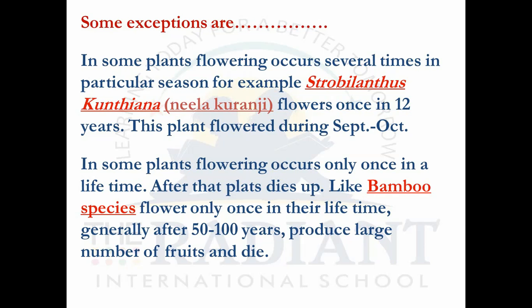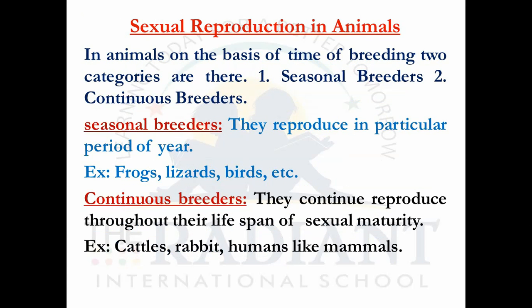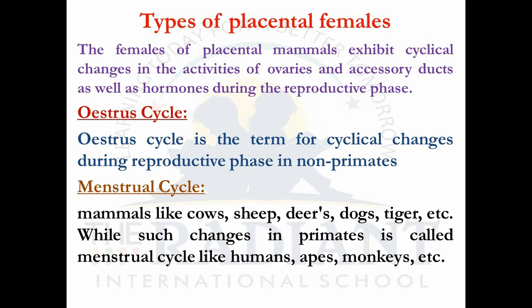Some exceptions are there. These two are most important, especially Strobilanthes kunthiana, Neelakurinji. It is a most important 1 mark question frequently asked in your board examination. So please note it down. And then sexual reproduction in animals: seasonal breeders, continuous breeders. Then in placental mammals there are two types of reproductive cycles: the estrous cycle and the menstrual cycle.